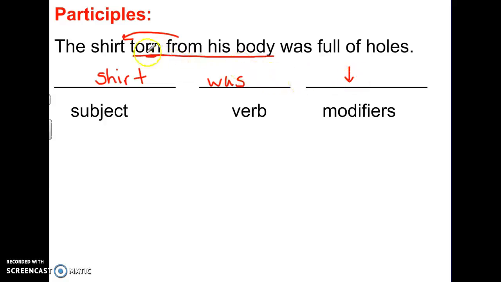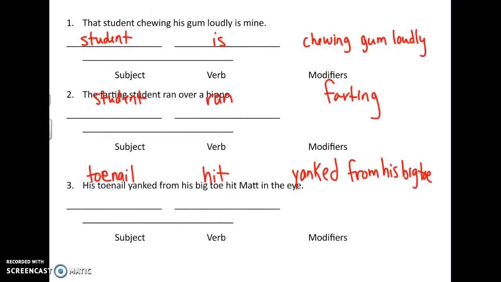In this case, you've got torn, which is the past tense of the word tear. That is the verb that is used to modify that. So now stop the video, do sentences 7, 8, and 9, and then check your answers. Okay, make sure you got the complete subject and verb.